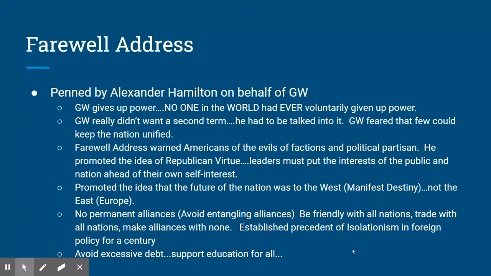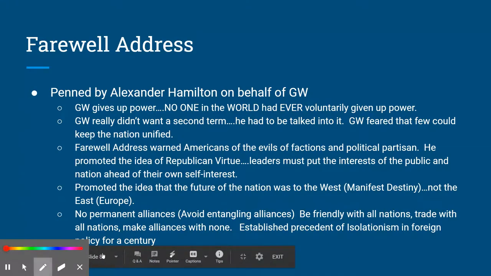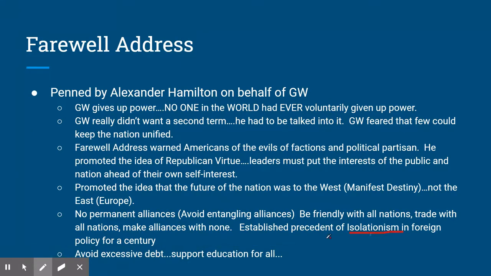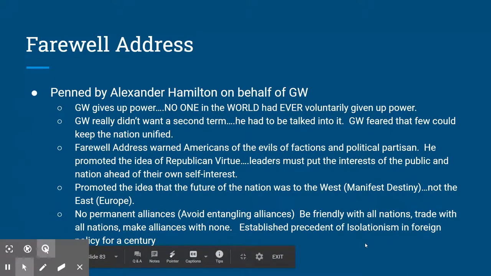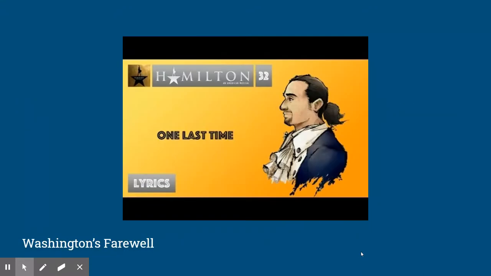And in doing so, Washington also establishes, and this is extremely important, you've got to know this, the precedent of isolationism. He says, we've got to stick to our own affairs. We can't worry about what Europe's doing. We've got to stay out of Europe if we expect to be prosperous in the future. He said to avoid debt, and he pushed for education for all.